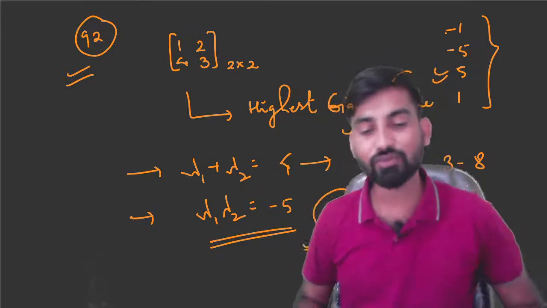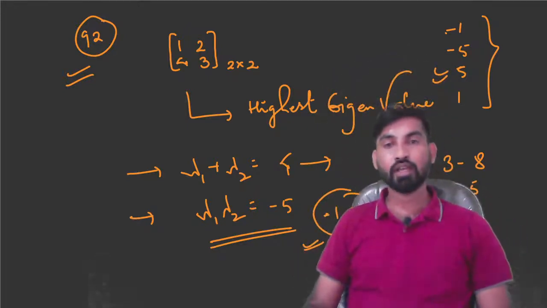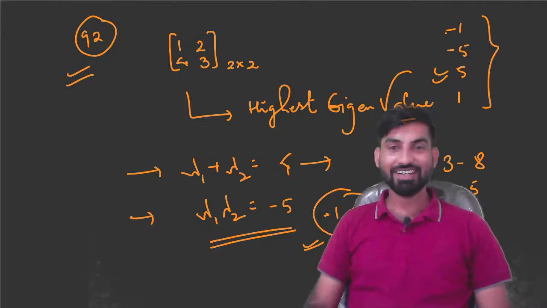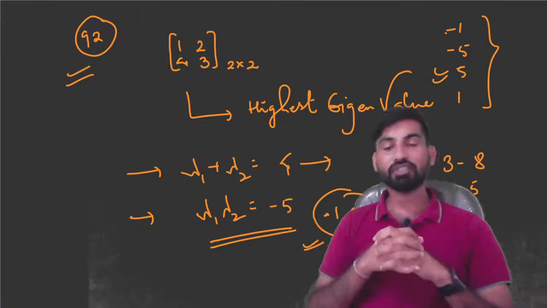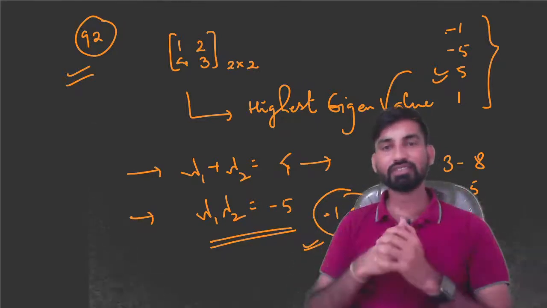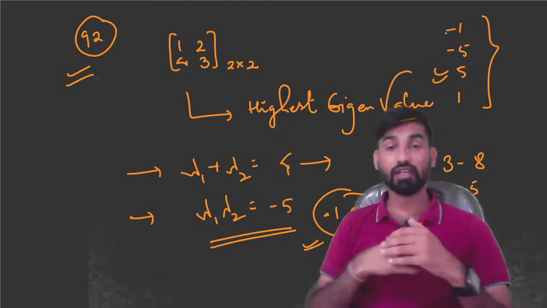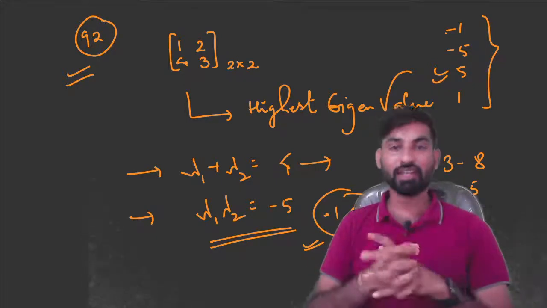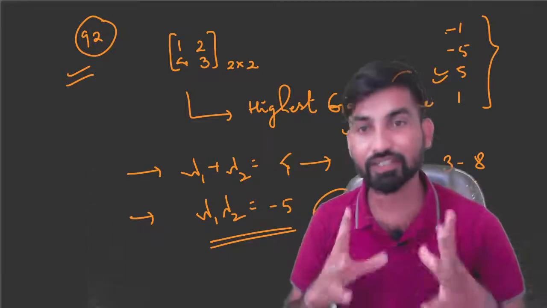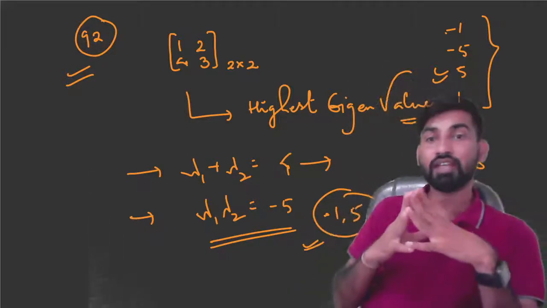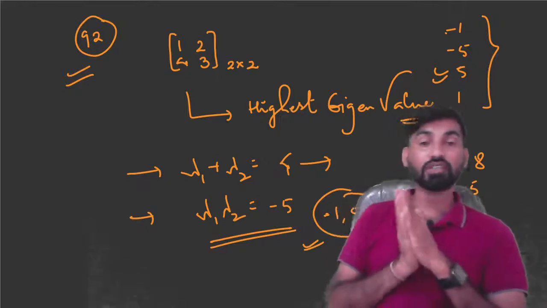And one more question was given. A 3 by 3 matrix was given, and they were asking which option is correct. In the options, the characteristic equation was given with A in place of lambda. As we know, Cayley-Hamilton says that every matrix satisfies its own characteristic equation.